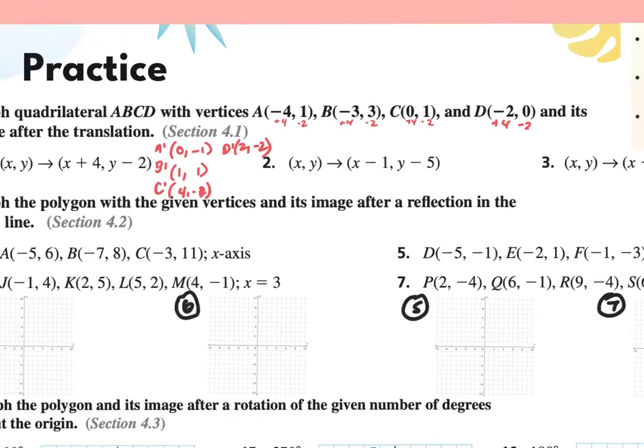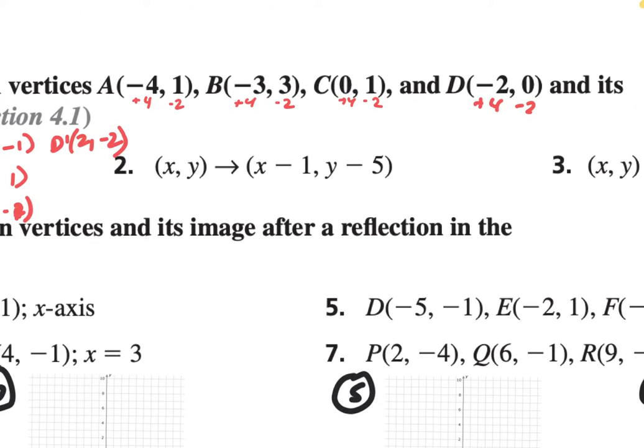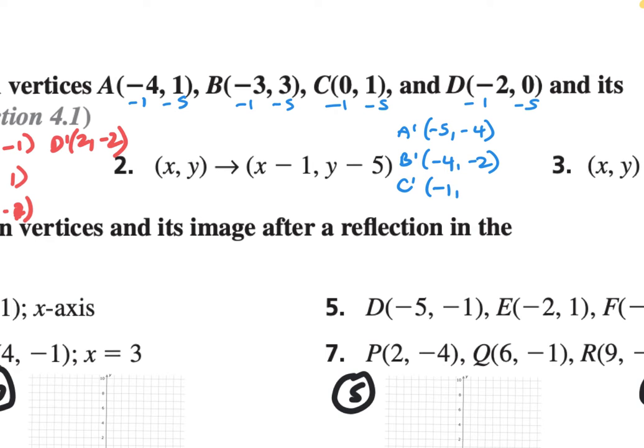So I won't graph each of the next ones, but I'm going to do the same thing with the coordinate points. So this time it says to subtract 1 from the x and subtract 5 from the y. So I'm going to subtract 1 and 5, and 1 and 5, and 1 and 5. And A prime should be -5, -4. B prime, -4, -2. C prime, -1, -4. And D prime, -3, -5.